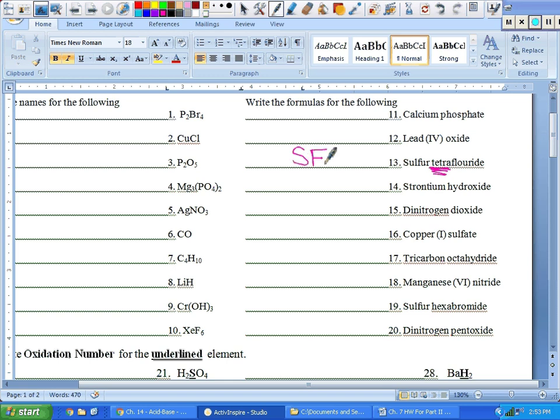What's the next one with prefixes? 15. Dinitrogen dioxide. How many nitrogens you got? 2. How many oxygens? Now, this is where some of you are going to mess up. Don't be that person. Should I reduce that? If I did, is it still dinitrogen dioxide? No. So if you reduce it, the name changes. So that's wrong. Never, ever, ever reduce covalent compounds.